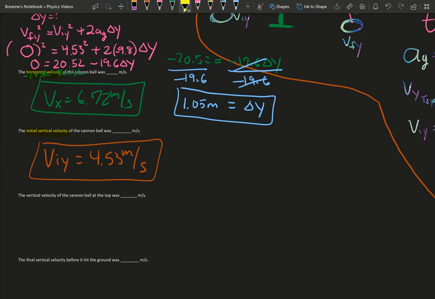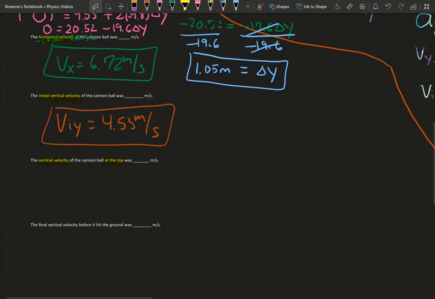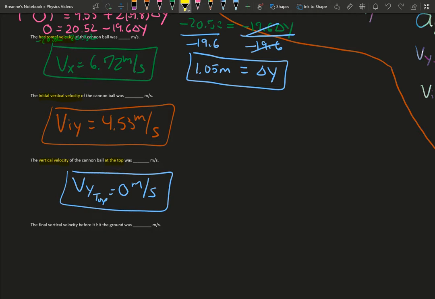Now it's asking for the vertical velocity of the cannon at the top. Now again, at the top, that's when your 0 comes into play. So at the top, your Vy top is 0 because it stops moving at the very top. And then it asks for your final vertical velocity, which will be just the same as your initial, just negative.